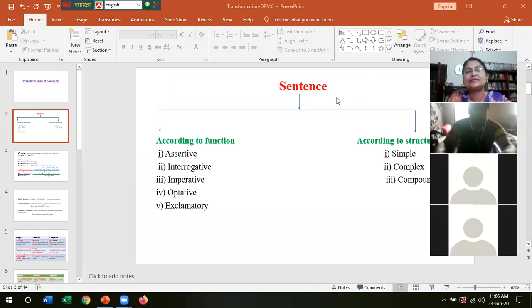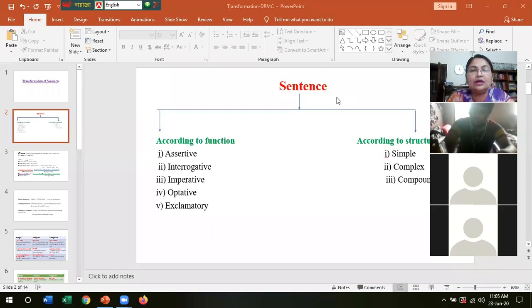Then the third one is imperative sentence. Imperative sentence means any order, request, command, advice. Please don't go out. This is an example of an imperative sentence. Listen to me, an example of an imperative sentence. Don't make any sound. This is an example of an imperative sentence.